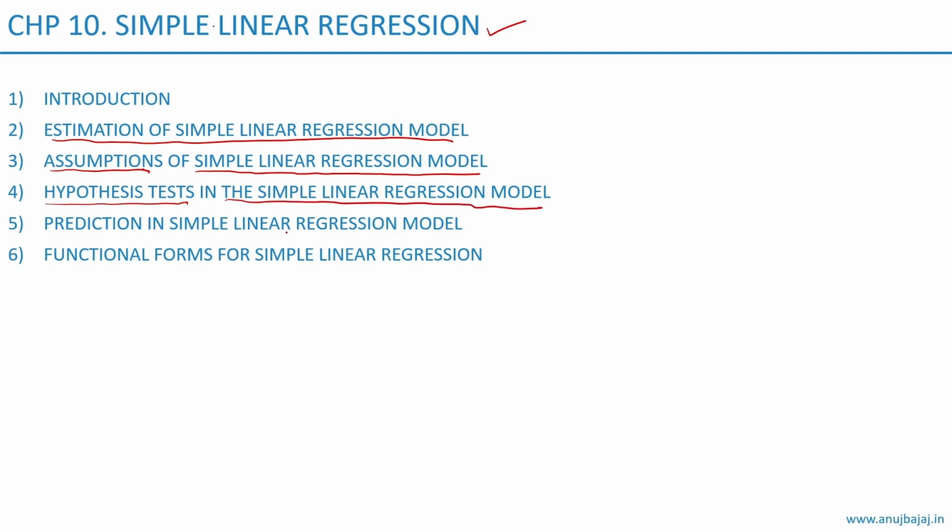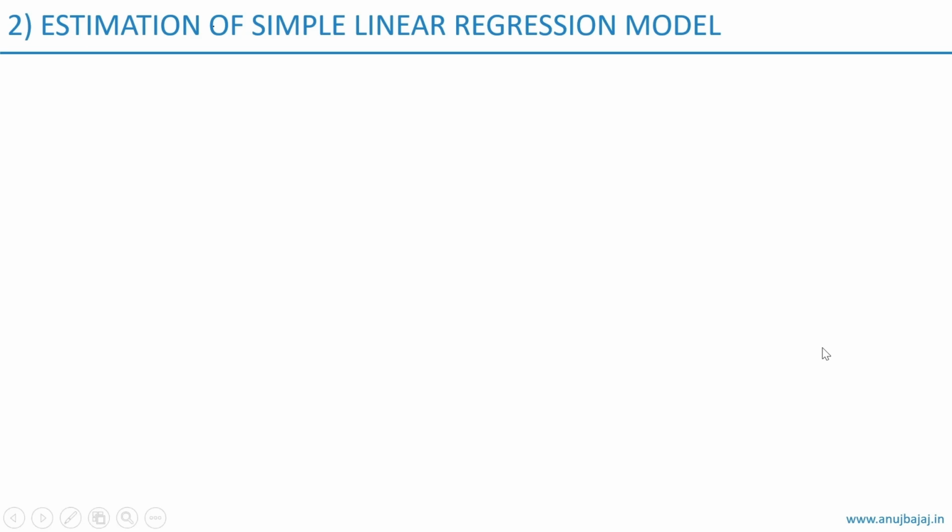And then we will see how we use the simple linear regression model to make predictions about a particular variable. Then at last, we will look at some functional forms of the simple linear regression. Second section, estimation of the simple linear regression model. Before understanding what a simple linear regression model is, let us understand why the need arises for us to use the simple linear regression model.